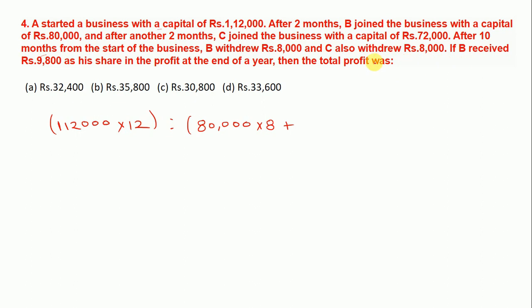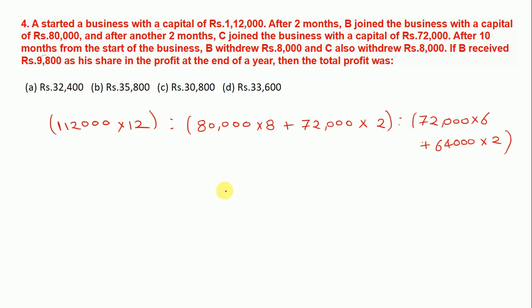And after 10 months, he withdrew 8,000. So 80,000 minus 8 is equal to 72,000. And this amount has been kept for just 2 months, because after 10 months, just 2 months are left. So this will be for B. Now for C. He has joined with 72,000. And C has invested this 72,000 after 2 months of B. So this investment has been for 6 months. Now C has also withdrawn 8,000 rupees after 10 months. So 72 minus 8 will be 64,000. And this amount is just for 2 months.